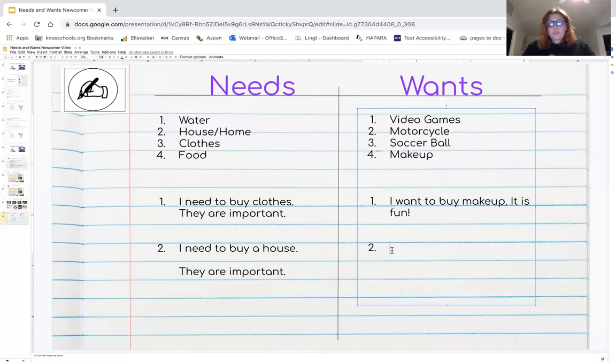I will write one more sentence. I want to buy. I can think of several things that I want to buy that aren't on the list. Can you think of something that's not in our list that you want to buy? For example, I want to buy a new car, right? Cars are fun. I want to buy a new car. Cars are fun. What is something you want to buy?